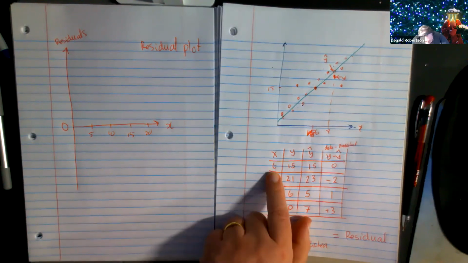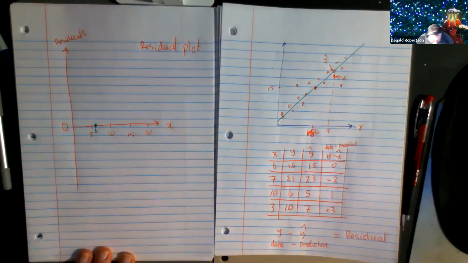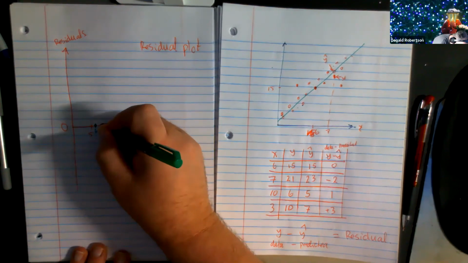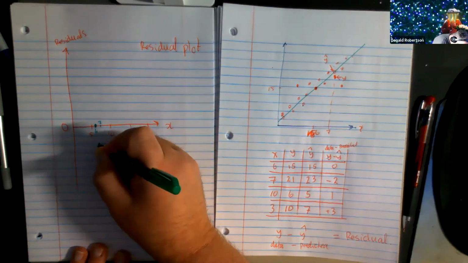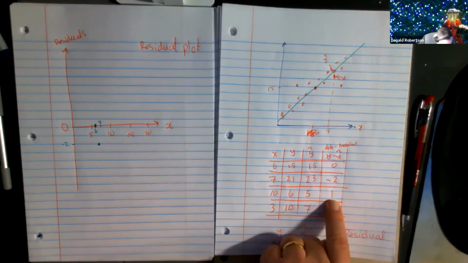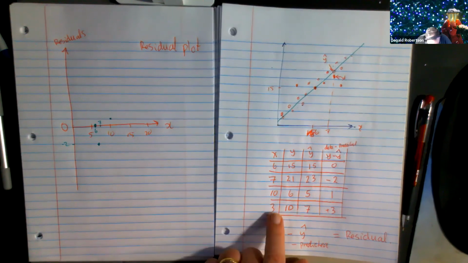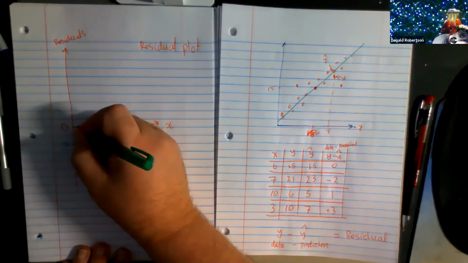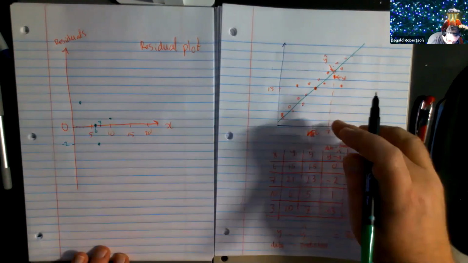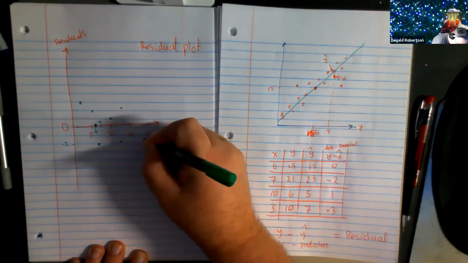And so when x is 6, the residual was 0. So you put a dot at 0. When x is 7, the residual was -2. Imagine it would be this dot. When x is 10, the residual was +1, which would be about here. And when x is 3, the residual was +3, and it would be about here. Now, can you imagine I calculated the residual for every single one of these points. What you would get might look something like this.